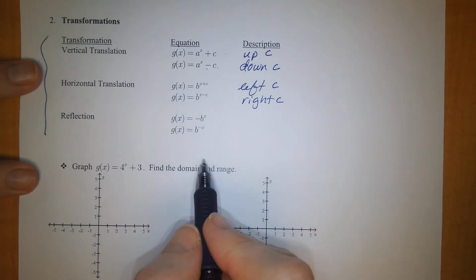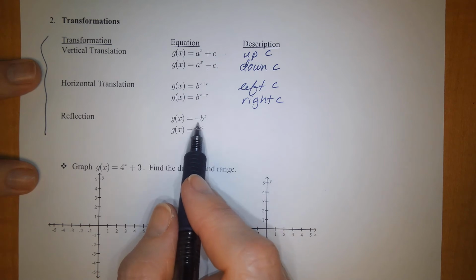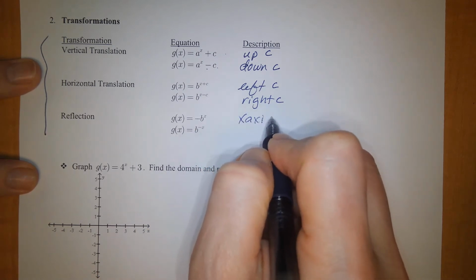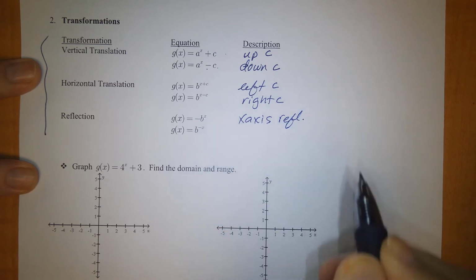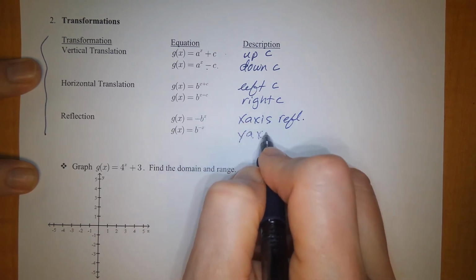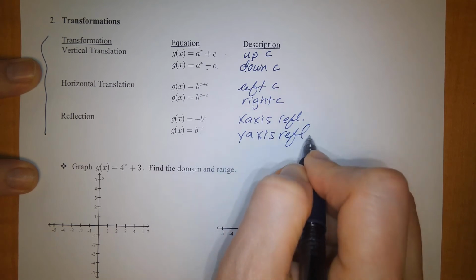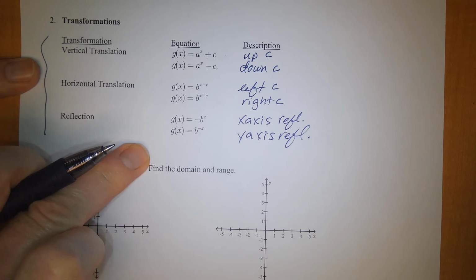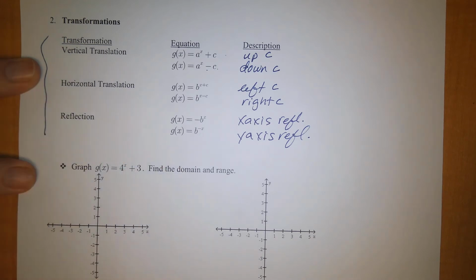And finally, there are reflections. A negative on the outside of the function is an x-axis reflection. A negative on the inside of the function is a y-axis reflection. If you don't remember some of these transformations, I would encourage you to go back to Chapter 3 and review some of those videos about transformations.